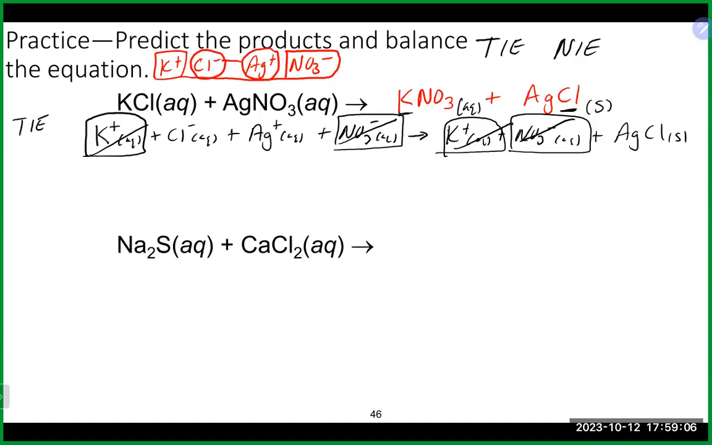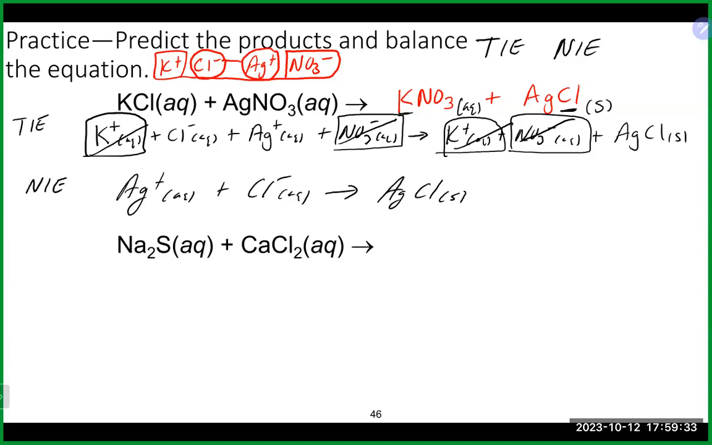And again, that's going to leave us our net ionic equation, which in this case would be our silver ion coming together with our chloride to make this solid, which is always a precipitation reaction. And really, this is essentially what is happening in this reaction, the solid being formed. Any questions on any of those three there?